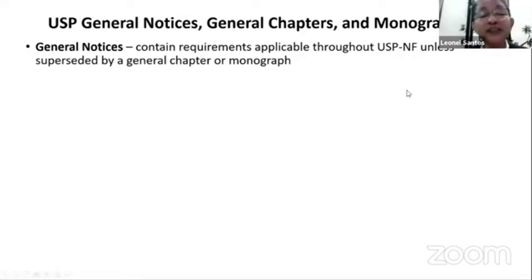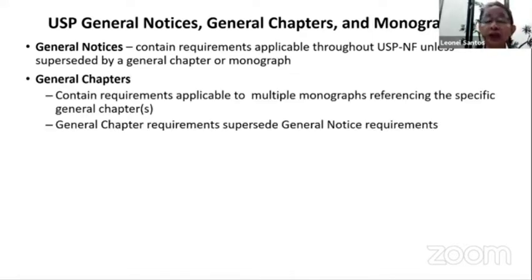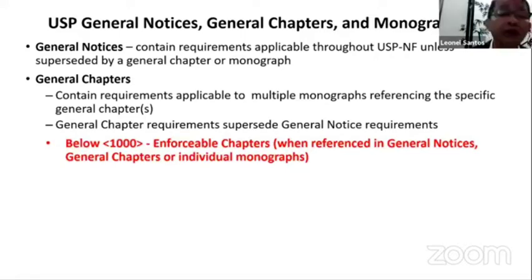One would be the general notices. The general notices in USP contain requirements that are applicable throughout the book of USP, but they are superseded, meaning a more detailed instruction is given through what is called the general chapter or monograph. So in the general chapter in USP, these are the requirements that are applicable to many of the monographs. When we say monographs, at the end, I'll describe to you what it is, but the general chapter supersedes the general notices. And general chapters in USP are referenced in monographs.